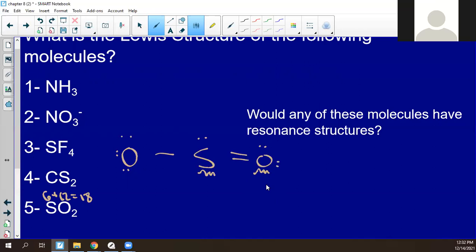All right. Now this one has resonance, because the double bond can be on the other side. Fair enough? Wait, so keep the 2 dots above the S and then the double bond? Yeah, there should still be, I didn't include the dots on this one. Are we okay with that? Yeah. It's SO2.